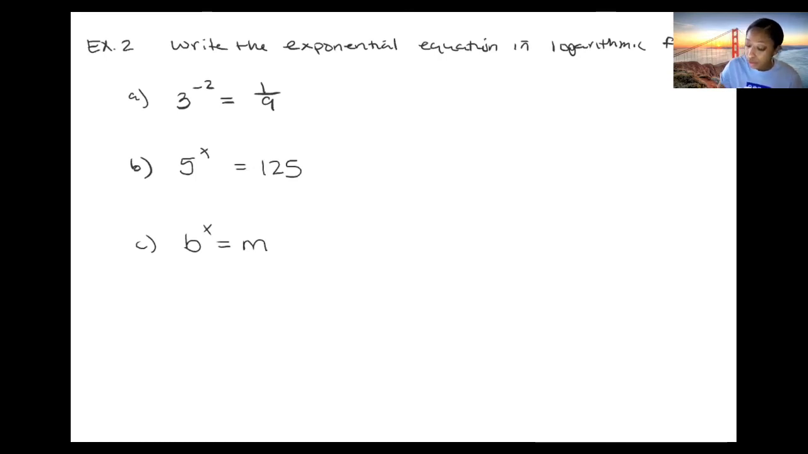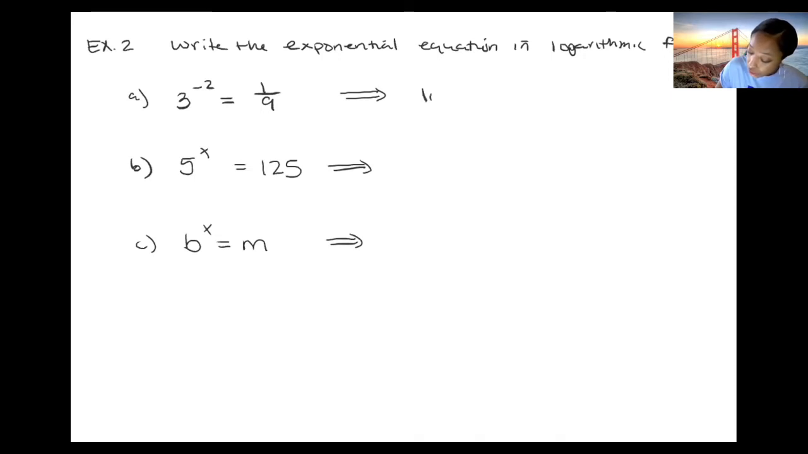For all of these, we can write them in logarithmic form by remembering. Also, as I'm saying this, I keep reading the logarithm as it should be read. That will help you when you're writing your logarithmic expression. For example, the base of the exponential expression for part A is 3. So we should have log base 3.